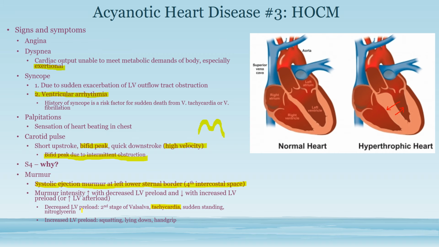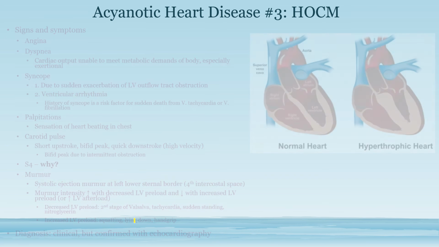Sudden standing and nitroglycerin, all of these decrease preload. Increased left ventricular preload from squatting, lying down, and hand grip, all of these will either increase left ventricular preload directly or by increasing afterload, and these will decrease the intensity of the murmur. Diagnosis is very clinical, based on symptoms, murmur findings, history, and maybe even syncope episodes, but it's confirmed with echo.